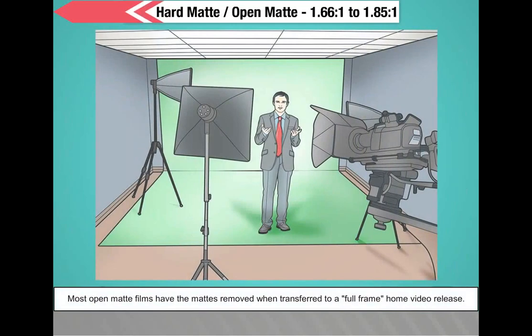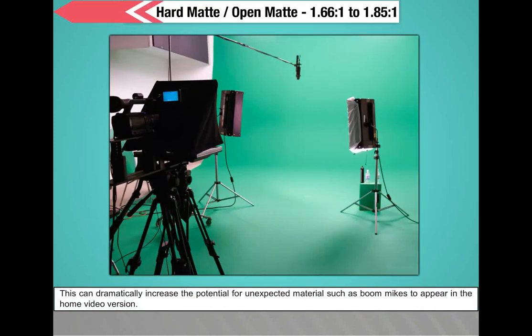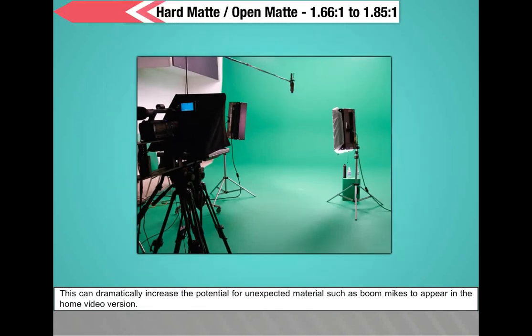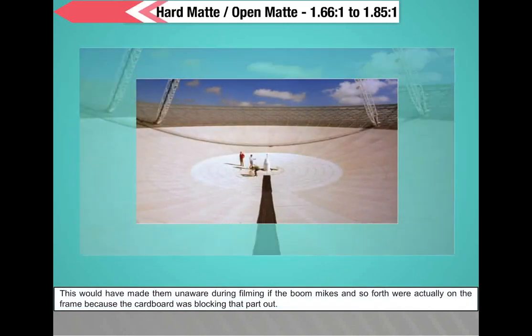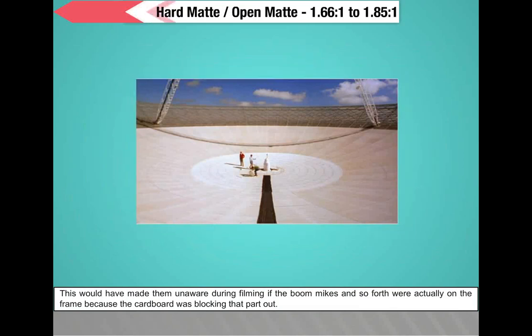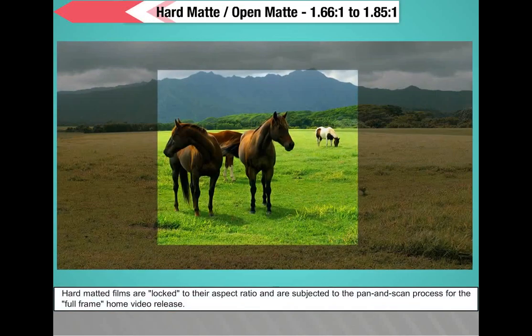Most open-matte films have the mattes removed when transferred to a full-frame home video release. This can dramatically increase the potential for unexpected material such as boom mics to appear in the home video version. The filmmakers would have been unaware of this during filming, if the boom mics and so forth were actually in the frame, because the cardboard was blocking that part out.